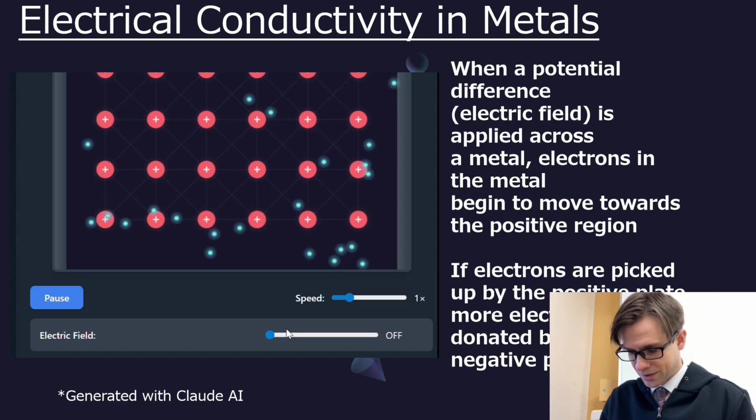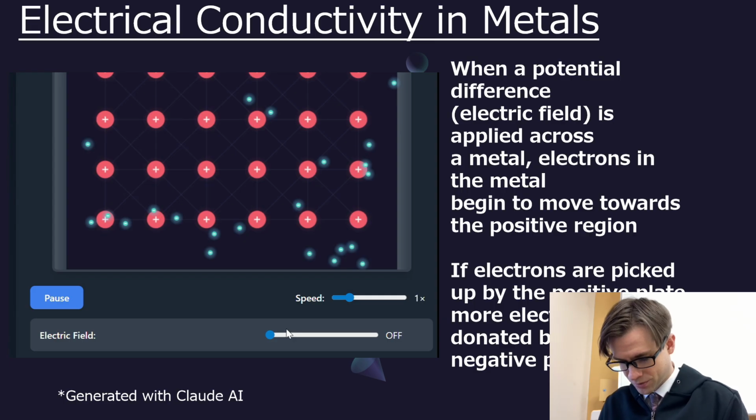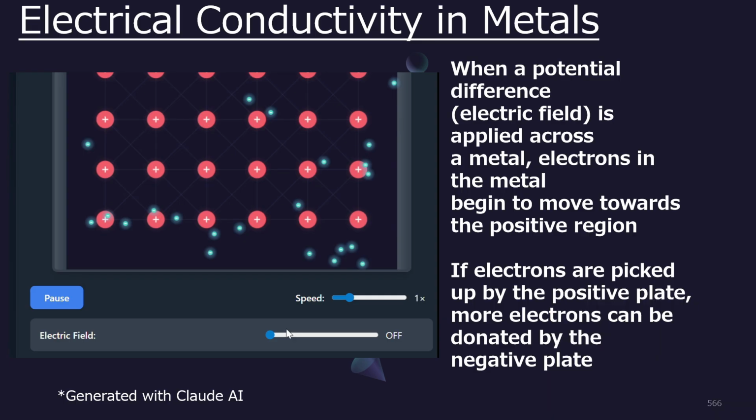So in this field, electrons in the metal begin to move towards the positive region. If electrons are picked up by the positive plate, more electrons can be donated by the negative plate. This is what would happen in a closed circuit with an actual power source, a source of electromotive force it's called, that will push electrons through the circuit.